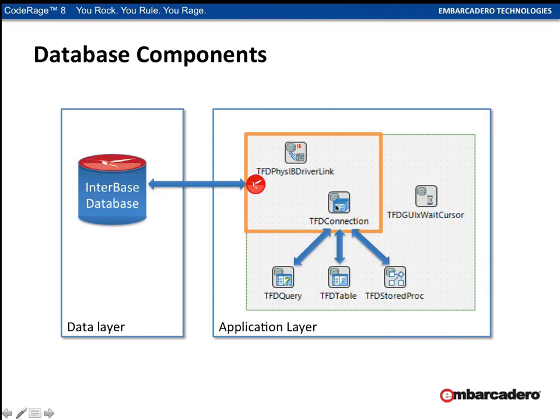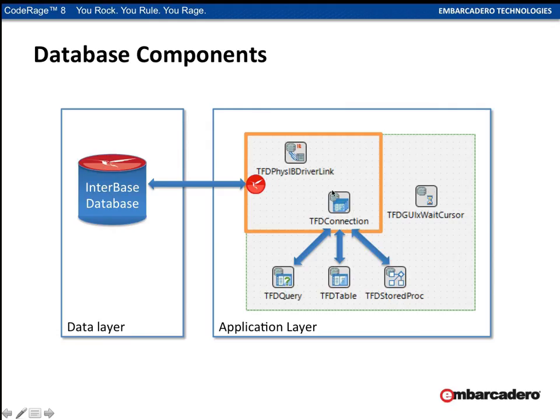Now, against this connection, and you can have one or multiple connections in your application pointing to the same or different databases, we then have a number of different components, and I've just got an example of 3 of them here, that allow us to communicate with the database. So we could have a query, we could have direct access to a table, or we could be connecting to stored procedures here as an example.